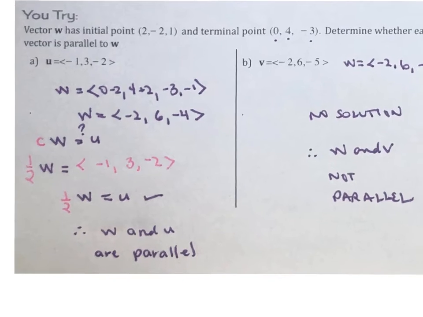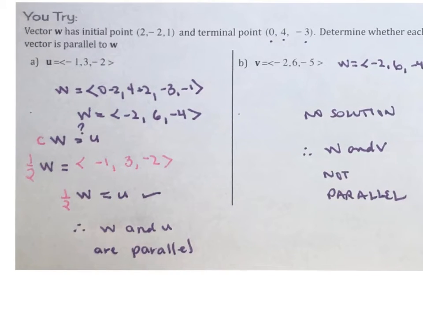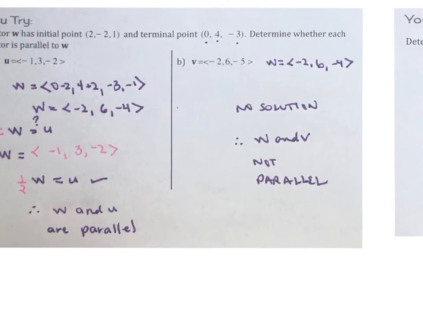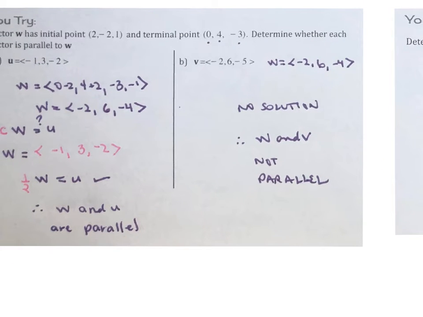First, I hope you found the component form of w, and that is <-2, 6, -4>. If I cut this in half, so 1/2 of w, I would get <-1, 3, -2>. I would get the same thing. So 1/2 w does equal u, and therefore w and u are parallel. For letter B, you have <-2, 6, -4>, and comparing that to v, there's no way that can happen here. So therefore, it's no solution, and w and v are not parallel.